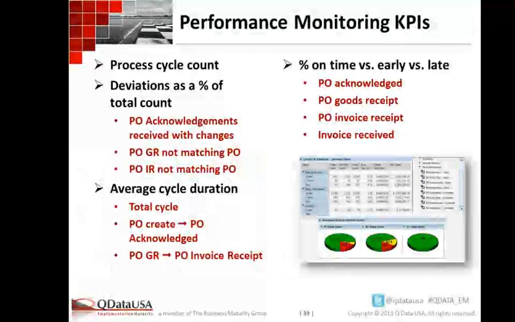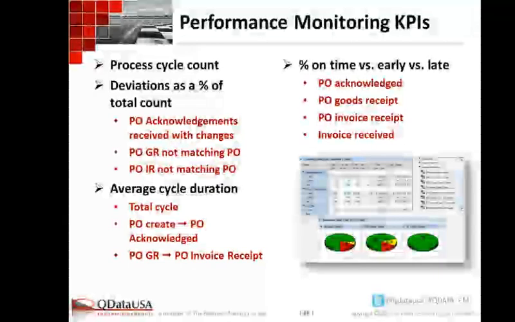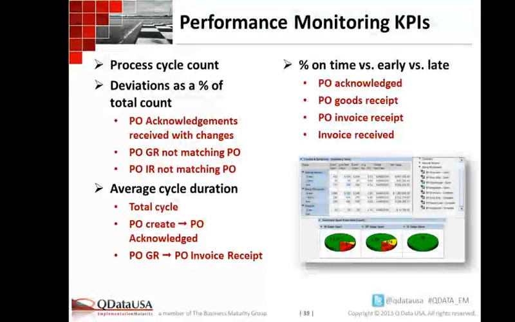From a performance monitoring and a KPI perspective, what monitoring this particular process can give to you, you can see the process cycle count, so how many POs are going through this particular process, and you can break it down by vendor or product or any parameter that you've stored in the system. We can look at the deviation as a percentage of the total. So in other words, how many PO acknowledgements were received with changes? How many goods receipts were received that didn't match the PO, and how many invoice receipts didn't match the PO, as a percentage for that particular supplier? So you can really get down to a good supplier scorecard just using this type of information.